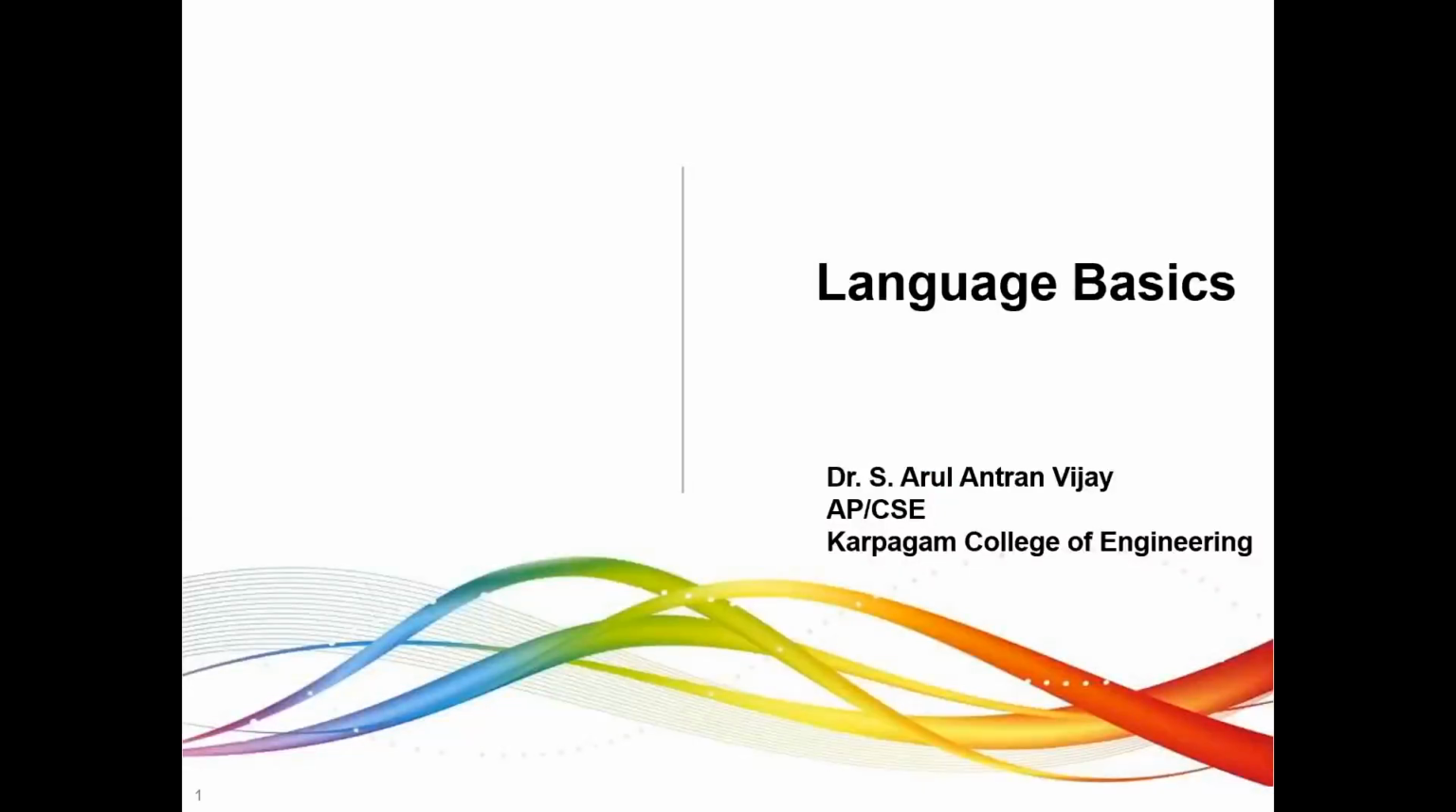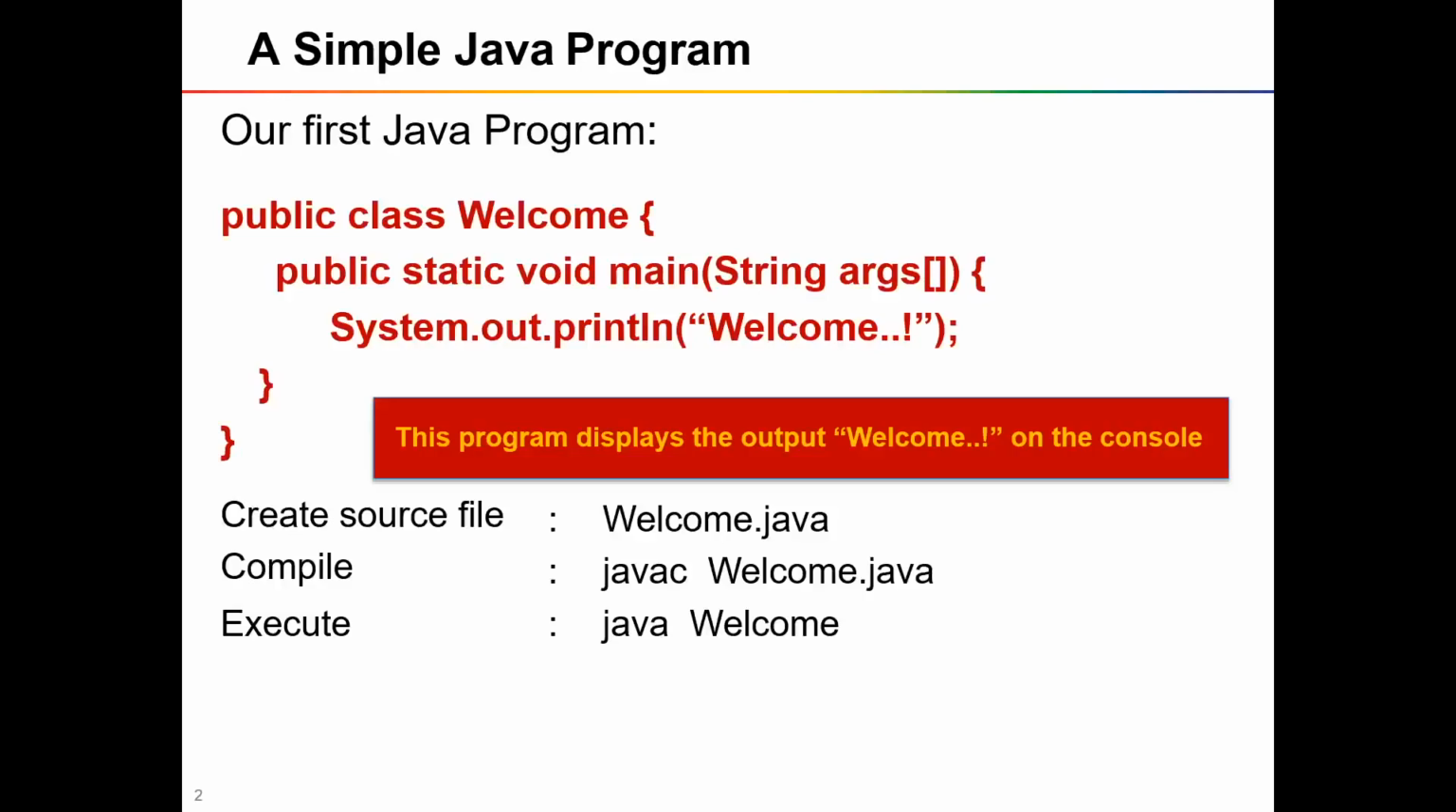Now we'll discuss the language basics in Java. We'll start with a simple Java program for printing a line of text. For creating a simple Java program, we have to start with a class in Java. Here we have created a class, public class Welcome. Welcome is the class name, class is a keyword, and public is also a keyword. The class keyword is meant for creating our own class.